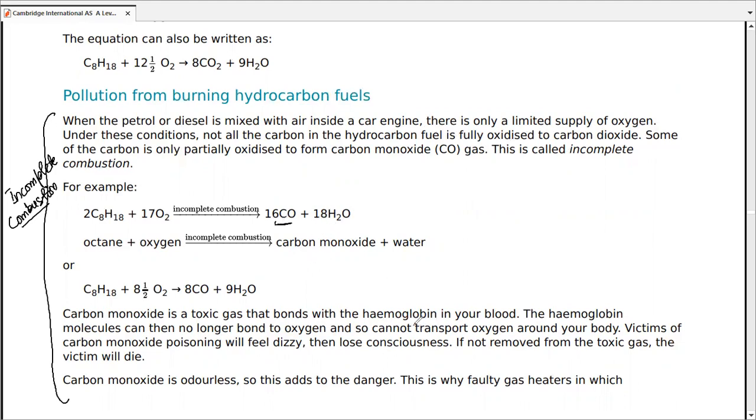I hope you understand that it bonds with hemoglobin in the blood. Hemoglobin molecules can no longer bond to oxygen and cannot transport oxygen around the body. So the victims of carbon monoxide poisoning will at first feel dizzy, then they would have a headache, then they would lose consciousness. If not removed from the toxic gas, the victim would die, and that usually happens in half an hour or less. Carbon monoxide is odorless, which adds to the danger. It was already colorless, which was already a danger in itself. This is why faulty gas heaters produce more carbon monoxide.